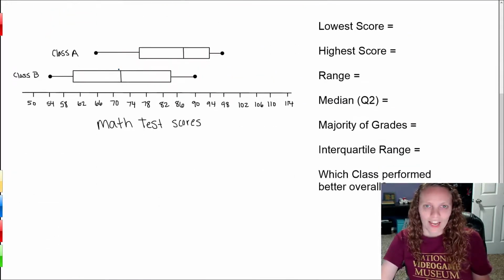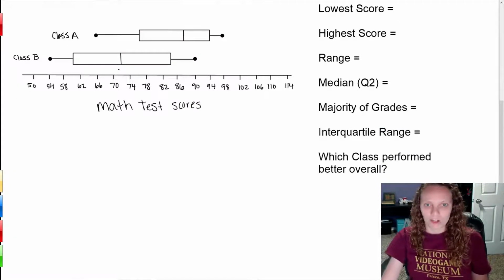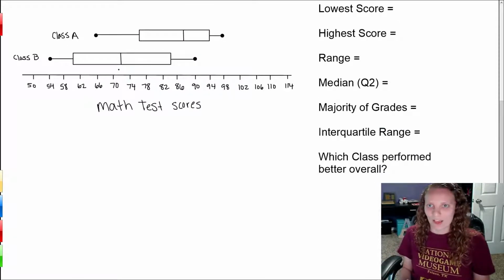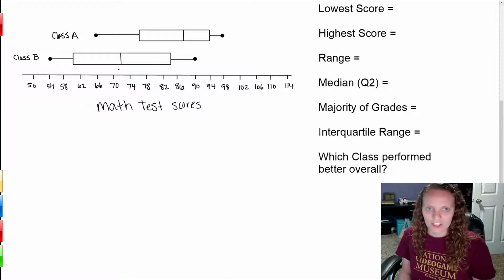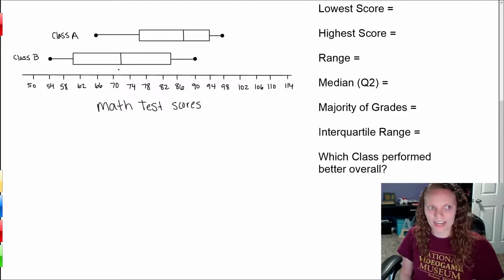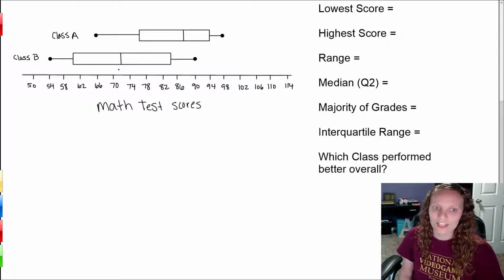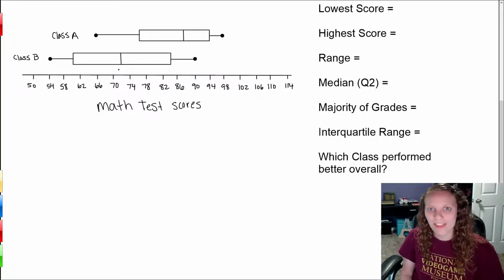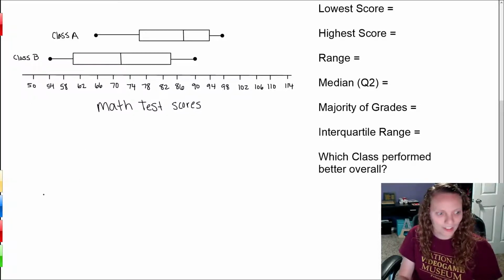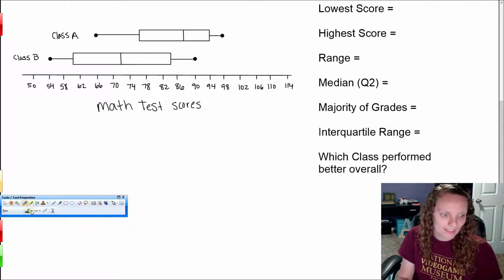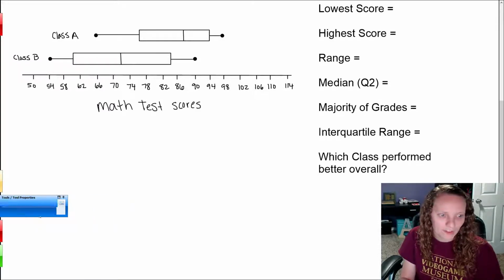Now we're going to look at two box and whisker plots that are on the same number line, and we're going to make generalizations for each class. We took the data of two different classes, Class A and Class B, and we looked at their most current math test scores. And we're going to compare the two classes and see which class might have done better.